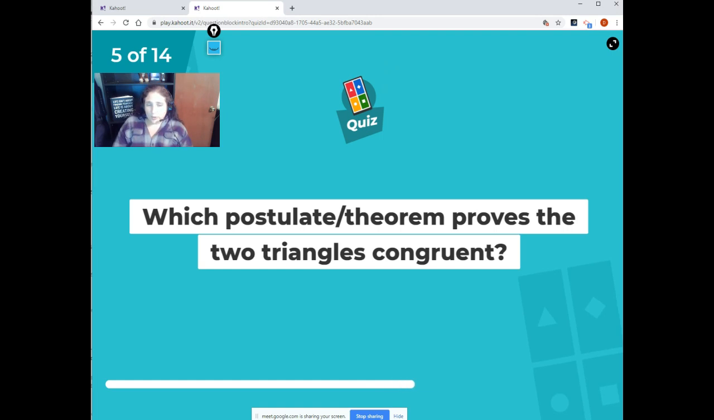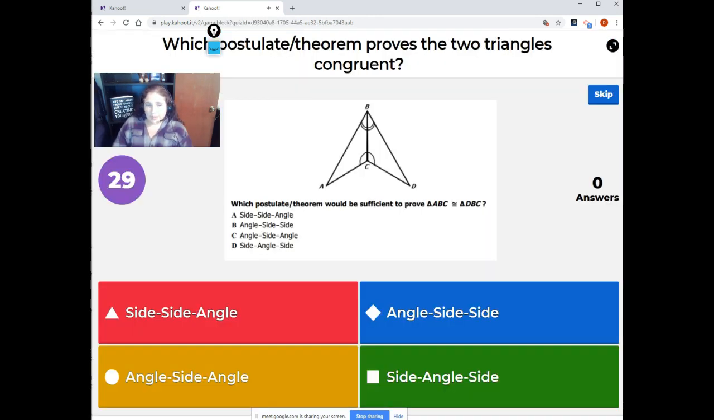Which postulate or theorem proves the two triangles are congruent?